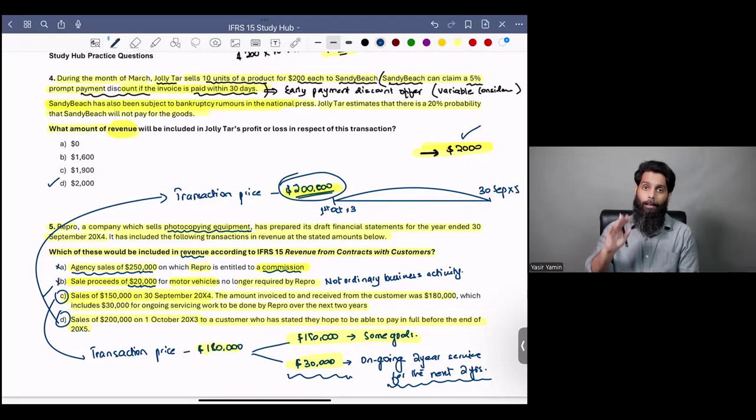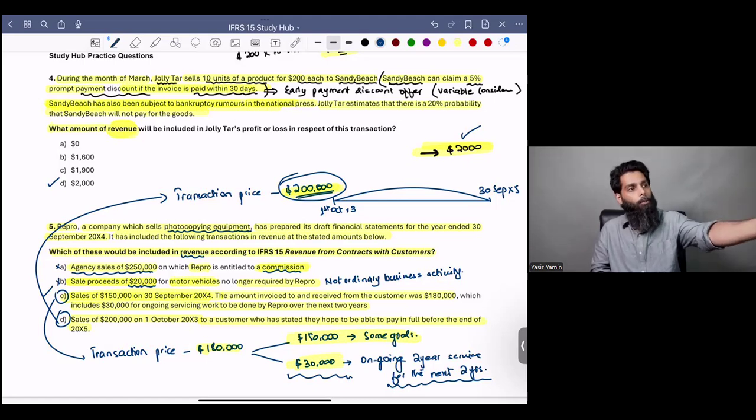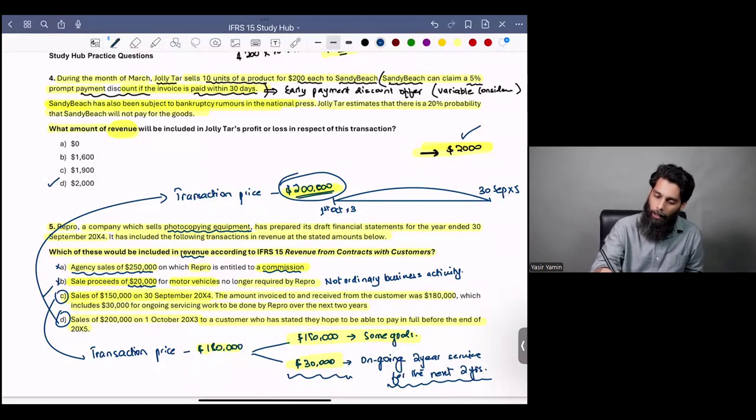Guys, the customer has agreed to pay us at least after 2 years. You are selling something to a customer now, and the customer is saying, I'll pay you the money after 2 years. Don't you think this transaction includes a significant financing component? Significant financing component. Please let me know. Do you guys agree or not?